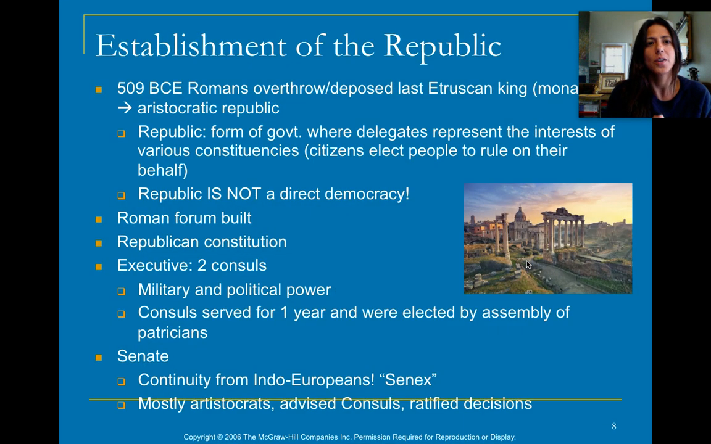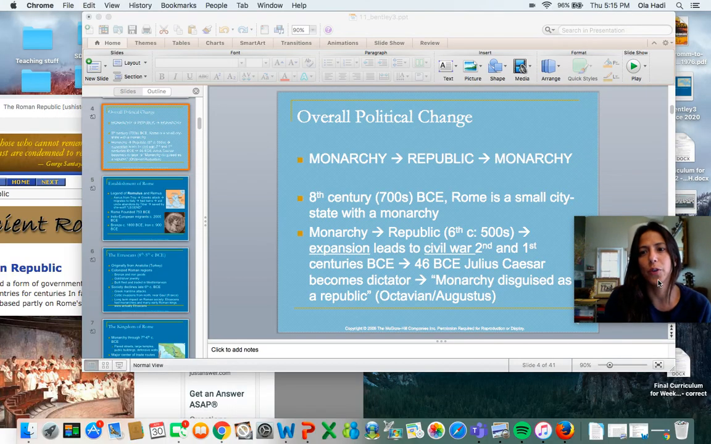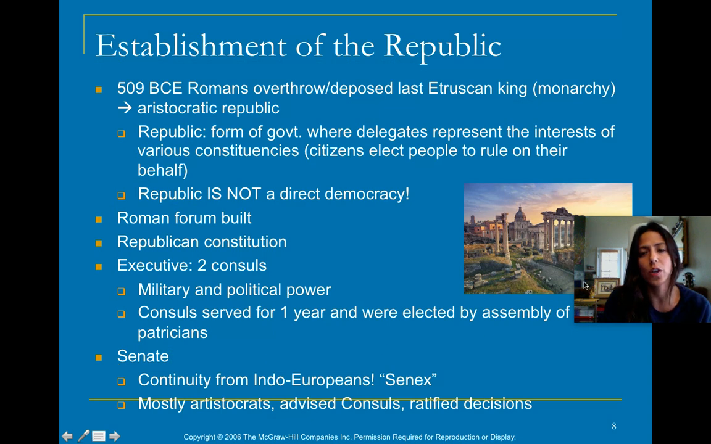Okay, so as I mentioned, the Romans were ruled by the Etruscans, but eventually the Romans are going to depose the Etruscans, and ultimately they're going to change again. This era represents a change to an aristocratic republic. So just to be clear here, a republic is a form of government where delegates represent the interests of various constituencies. That's a lot to say. Basically, it's where people select or elect people to rule for them.